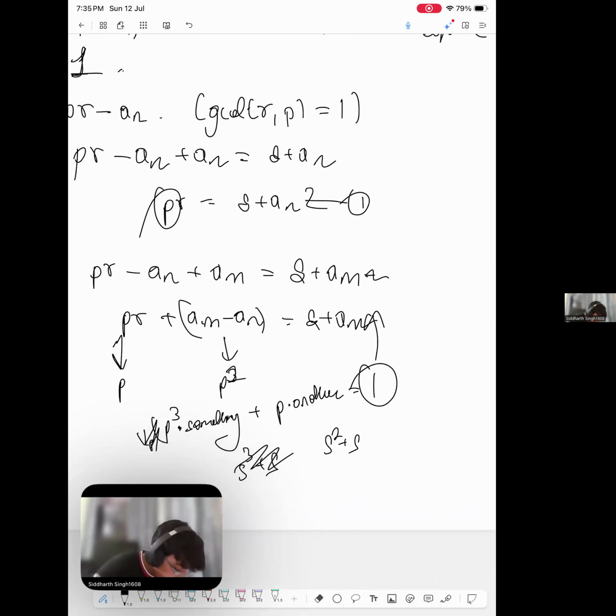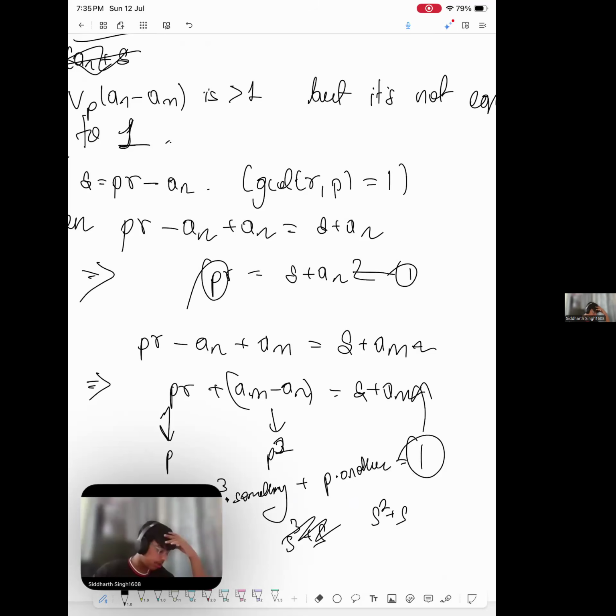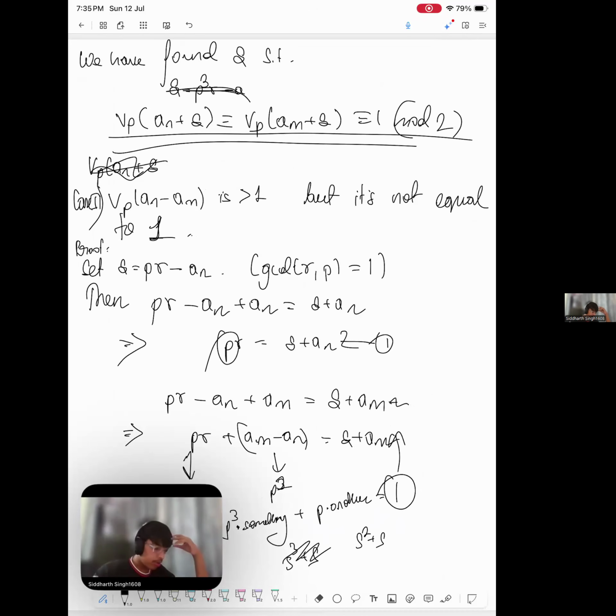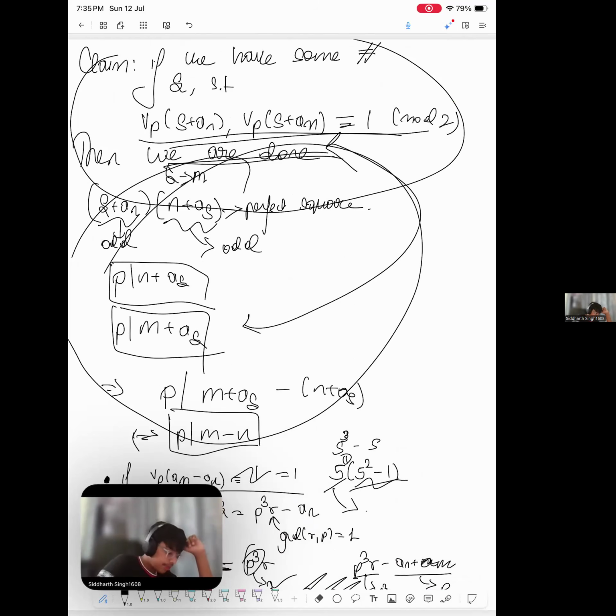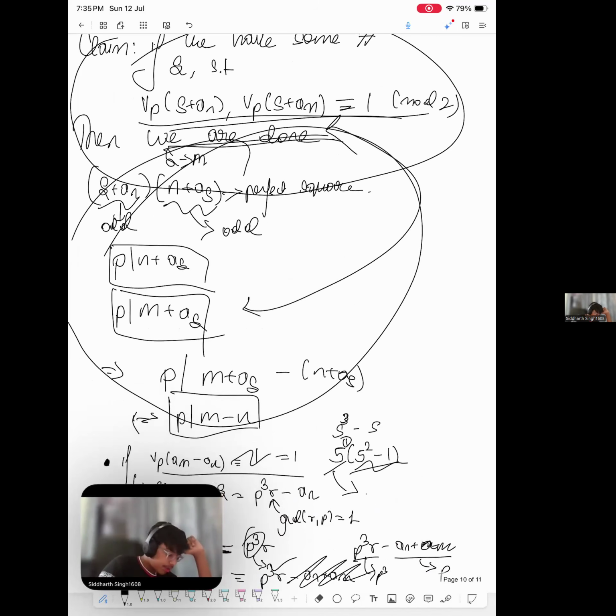So now we have shown that the VP of S plus AM and S plus AN are both equal to 1, and 1 is clearly an odd number. So we have found such an S such that VP of AN plus S is congruent to VP of AM plus S is congruent to 1 modulo 2. In fact, this is equal to 1. But from this claim, we have that we are done.